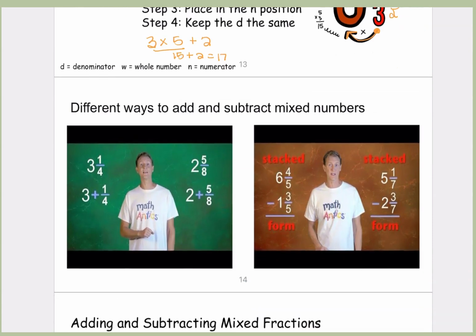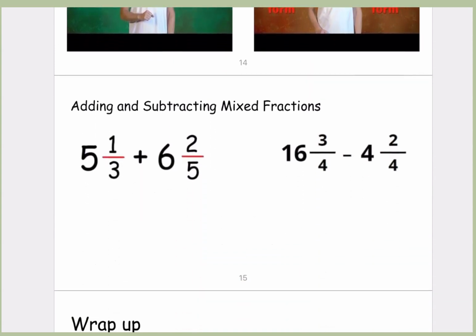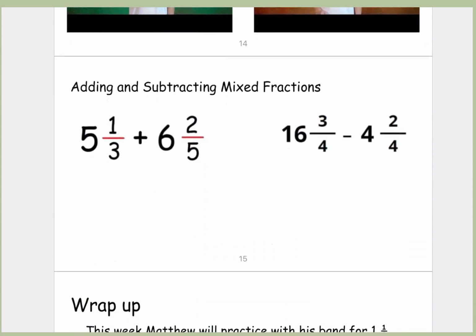Now there are different ways that we can add and subtract mixed numbers. We can add them by separating the whole number from the fraction, or we can stack them on top of each other in a second form. Please check out the videos to see which one you would prefer to do best. Let's add and subtract mixed fractions.